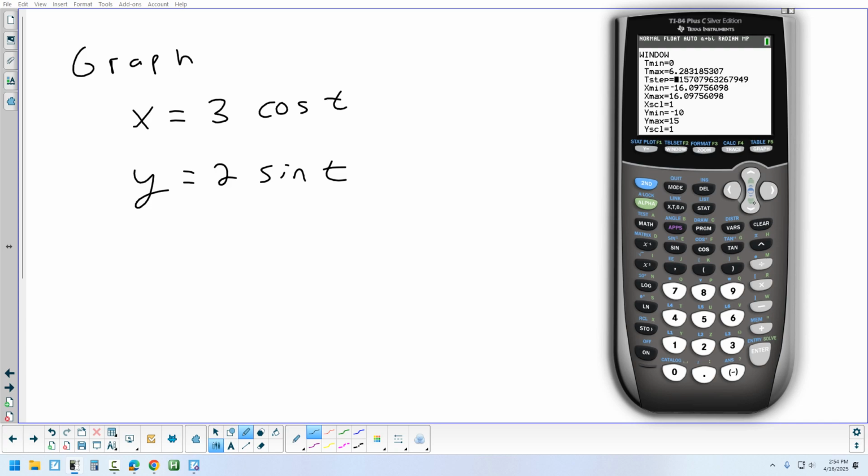Remember, your t step should be a small enough number that the curve looks like a curve. So I'm going to do 0.05 pi. So if you go from 0 to 2 pi and you go by 0.05 pi, that's going to graph a bunch of points. We're going to have a lot of points. Now we're going to think a little bit about the window.